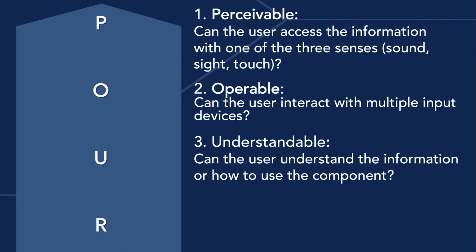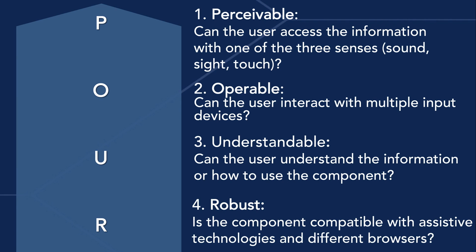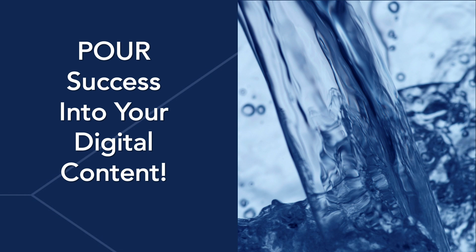3. Understandable. Can the user understand the information or how to use the component? Ask, is the text and language of the content easy to read and understand? 4. Robust. Is the component compatible with assistive technologies and different browsers? Following these 4 principles will help establish a solid baseline for accessibility and pour success into your digital content.